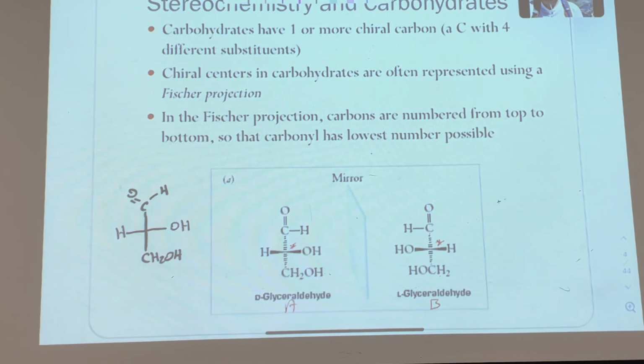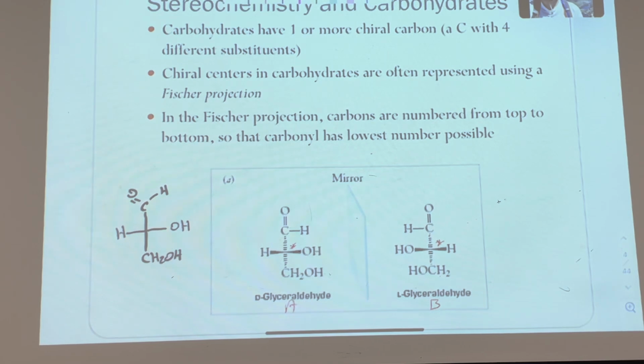Now, when we talk about the sugars, we classify them on the basis of their stereochemistry. So you'll notice that this version of glyceraldehyde has the chiral hydroxyl to the right.